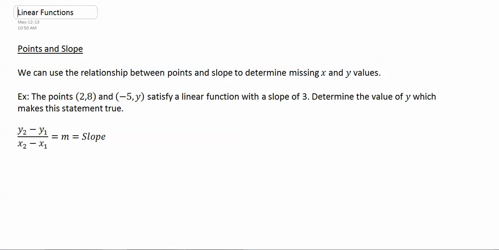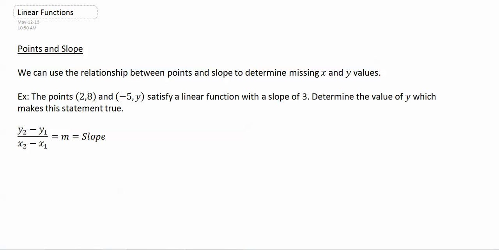Now the last skill that we're going to take a look at today is using, once again, points and slope. We can use the relationship between points and slope to determine missing values of x and y. So here's your example. You have the points 2, 8 and negative 5, y. We don't know what y is, but we're told that this satisfies a linear function with a slope of 3. We want to determine the value of y which makes this statement true.